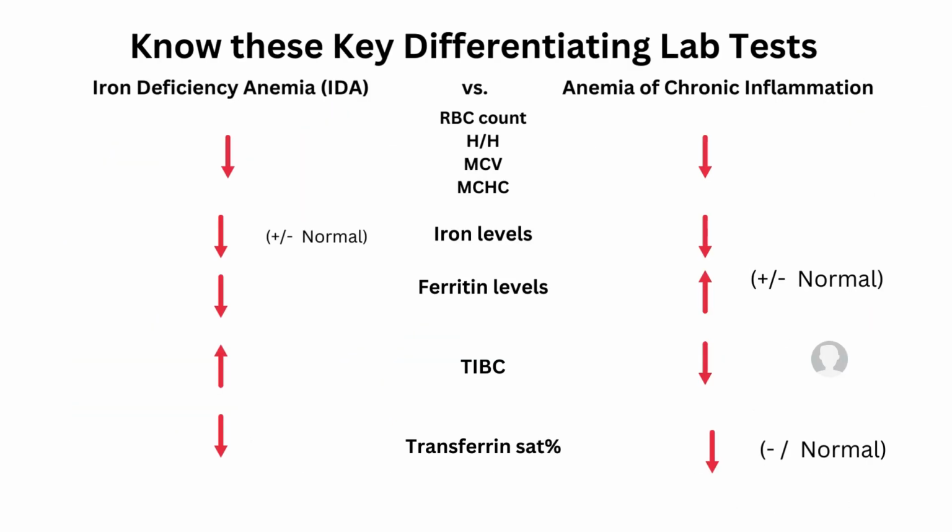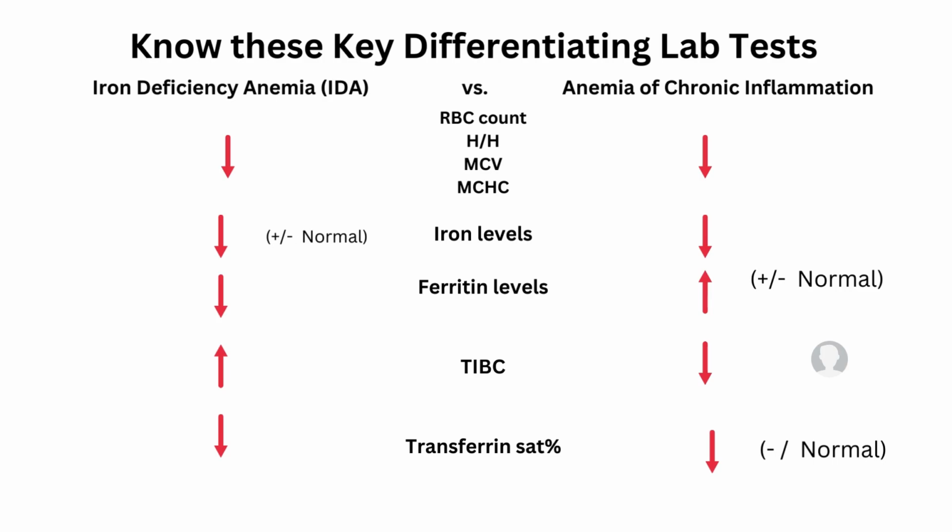Know the key differentiating lab tests between iron deficiency anemia versus anemia of chronic inflammation. In both cases, you have low iron levels and low transferrin saturation levels. But look at the ferritin levels. They're opposite, and TIBC opposite. In ferritin, you'll see it low in iron deficiency anemia, but high in anemia of chronic inflammation. And the TIBC, it's high in iron deficiency anemia, but low in the anemia of chronic inflammation.